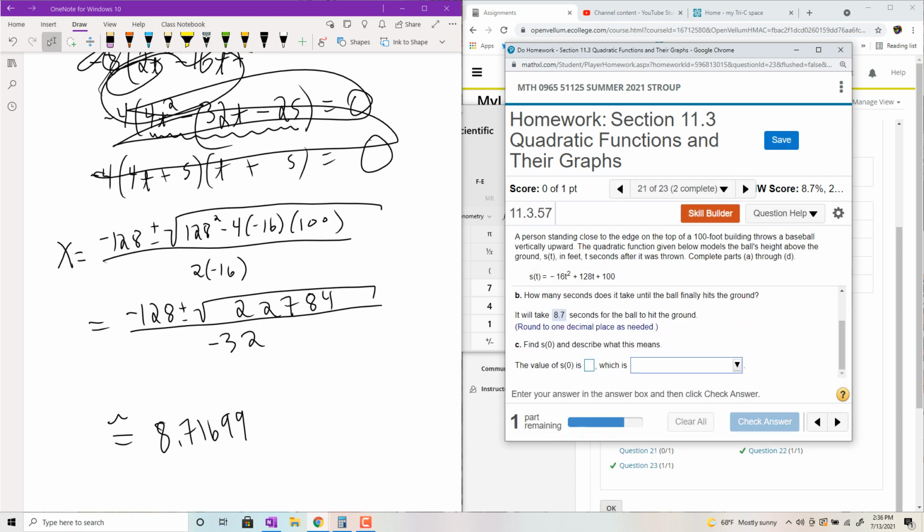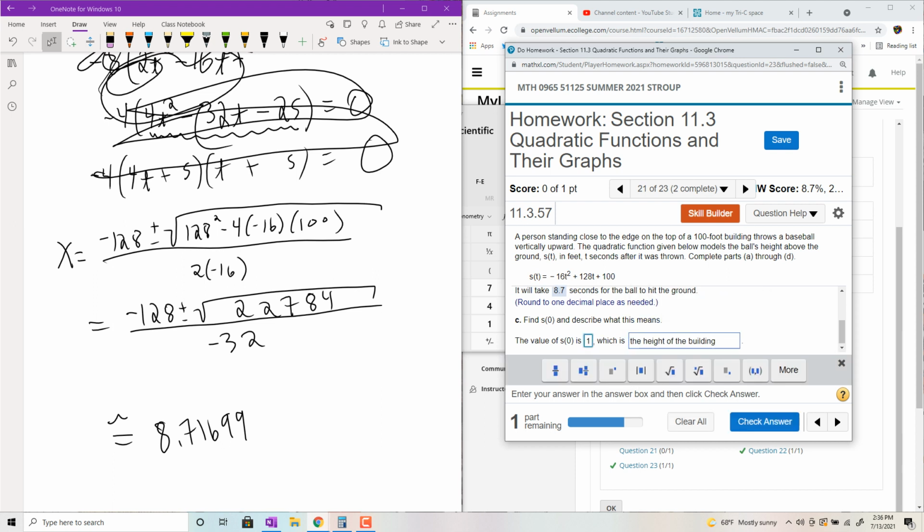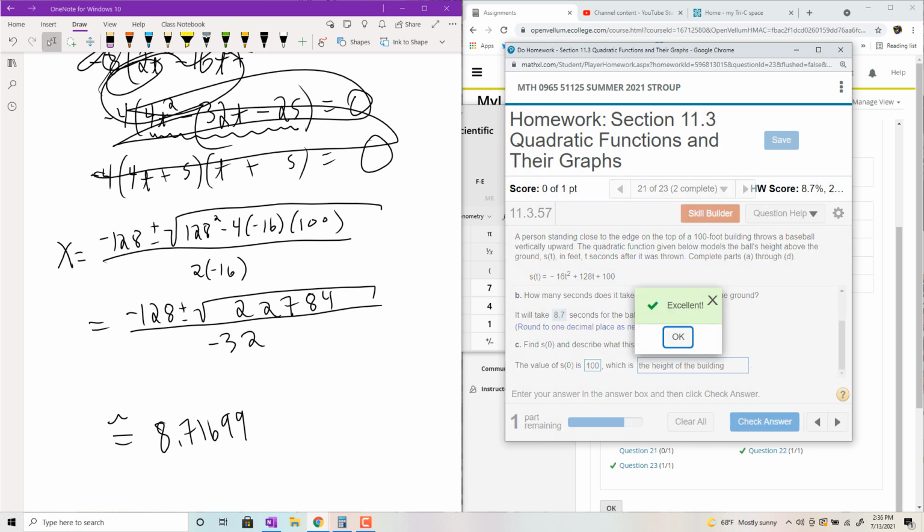For s of 0, what does that mean? S of 0 is the height at time 0 before you throw it. Because the person's standing on a building, it says the building is 100 foot tall. If you plug in 0 for t, you get 100, and it makes sense because the person is on a building 100 feet tall when he first throws the baseball or whatever.